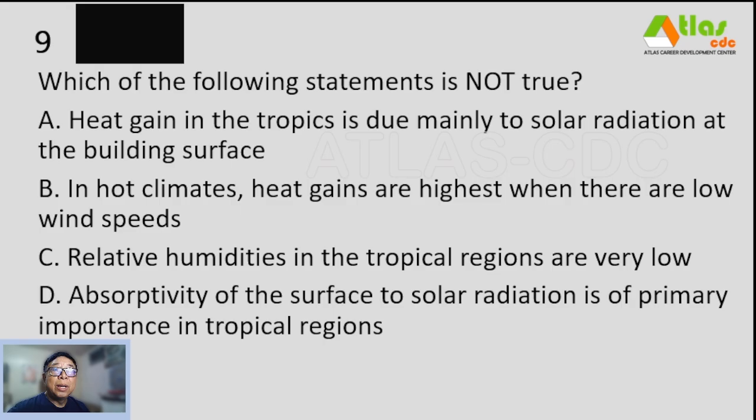Number 9. Which of the following statements is not true? A. Heat gain in the tropics is due mainly to solar radiation at the building surface. B. In hot climates, heat gains are the highest when there are low wind speeds. C. Relative humidities in the tropical regions are very low. And D. Absorptivity of the surface to solar radiation is of primary importance in tropical regions.